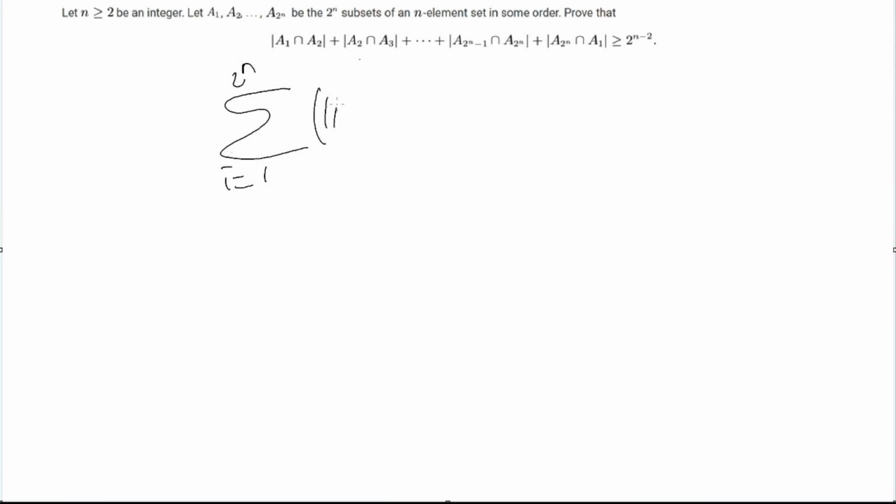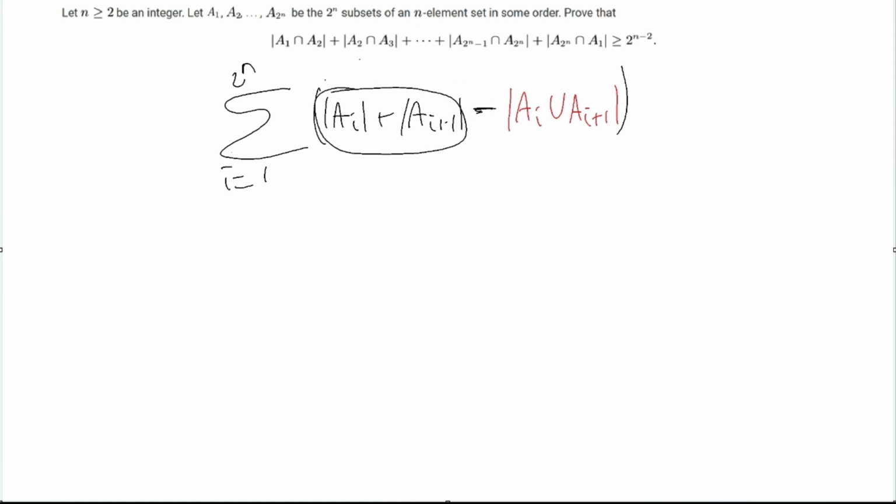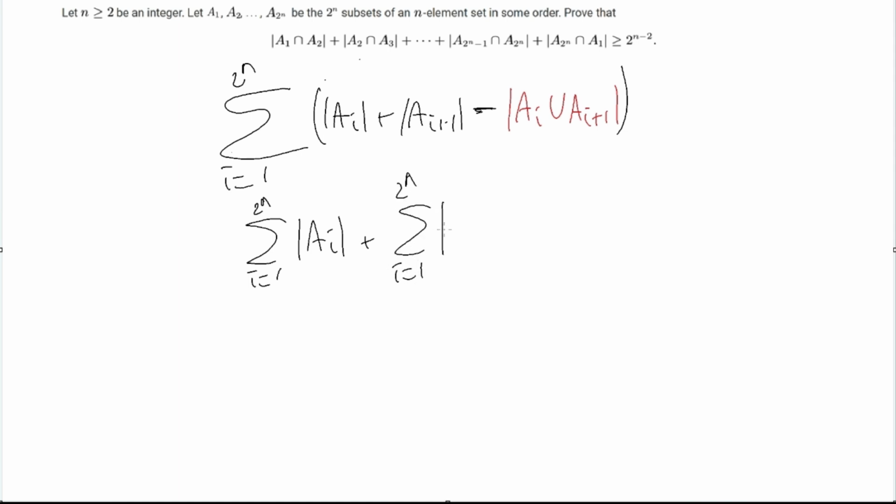It is like |A_i| plus |A_{i+1}| minus that one intersection term. And then, yeah, we can basically separate this one out of the sum. And when we do that, we get the sum from i equals 1 to 2 to the n of |A_i|, plus the sum from i equals 1 to 2 to the n of |A_{i+1}|, and then minus the sum from i equals 1 to 2 to the n of |A_i ∩ A_{i+1}|.